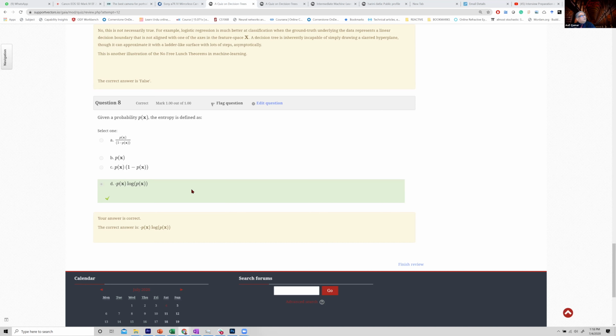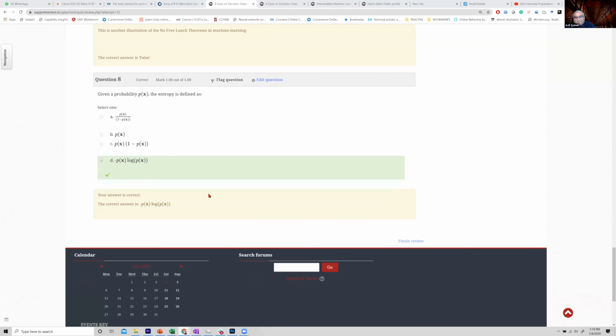Right? Now, log to the base what? Depends upon which community you're talking to. If you're talking to the decision tree community, they'll say, okay, log 2. Or if you talk to the physics community, they'll say natural log, right? Information theorists will say log 2 and so forth. So those are minor aspects, but that's about it.